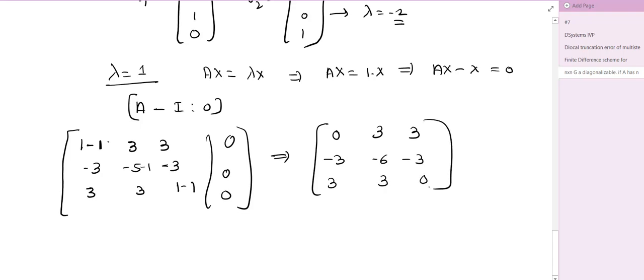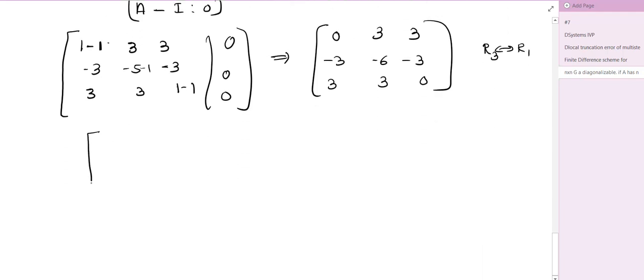Now I just interchange R2 and R1, or you can change R3 and R1, you can interchange. So this will give you 3, 3, 0, minus 3, minus 6, minus 3. So 0, 3, 3.